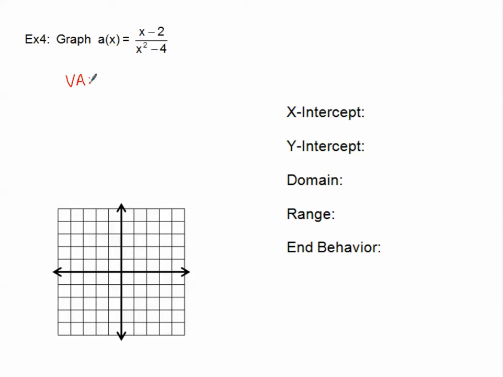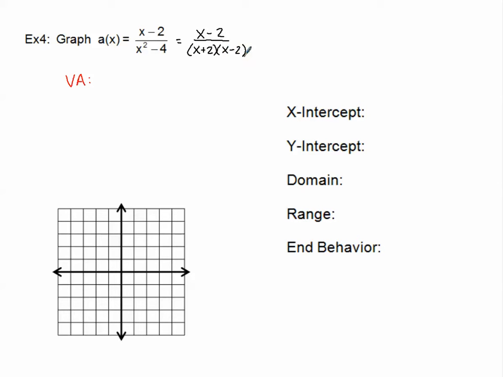Let's find our vertical asymptotes. In this case, again, the denominator has not been factored for us. So I'd like to factor the denominator. I'll write that over here. We've got x minus 2 in the numerator. This is a difference of two perfect squares again, which factors into x plus 2 and x minus 2.